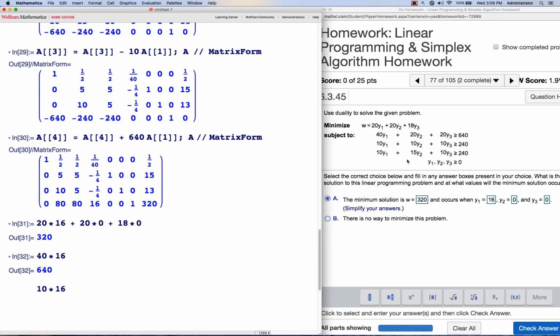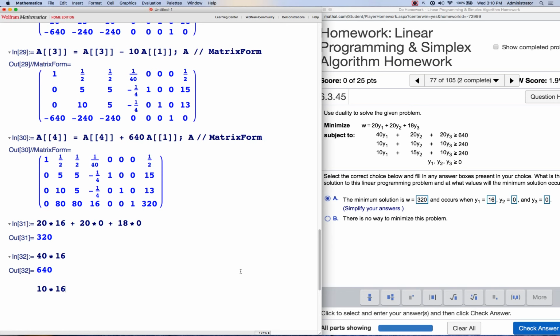That might be, hold on one second, so 10 times... yeah, that doesn't seem quite right, because 10 times 16 plus 10 times 0 plus 10 times 0, that's 160, but that's not greater than or equal to 240. And then again, 10 times 16, that's 160, but that's not greater than or equal to 240.